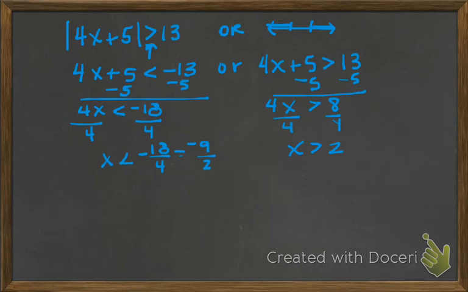To graph this on a number line, it's going to look something like this. Here's 0. Negative 9/2 is approximately negative 4.5. So let's put that in. Extend our line a little bit. Let's put 2 right here. And this graph does not include 2, but it includes all values greater than 2. And it does not include 4.5, but it does include all values less than that.